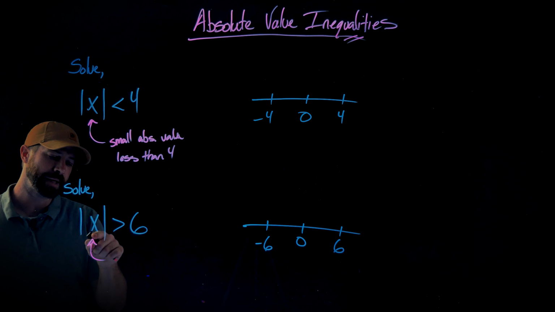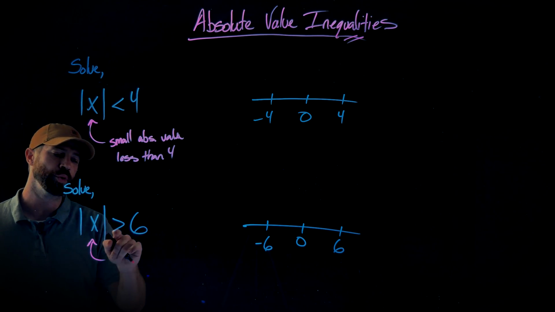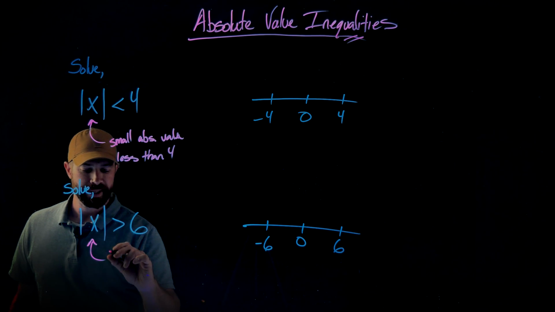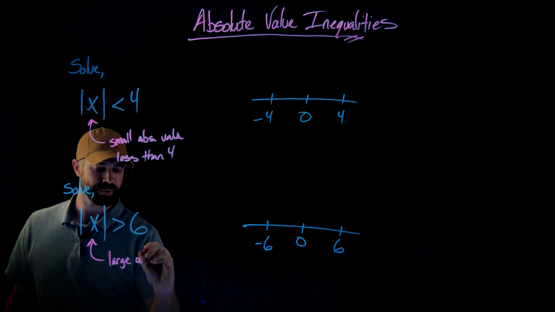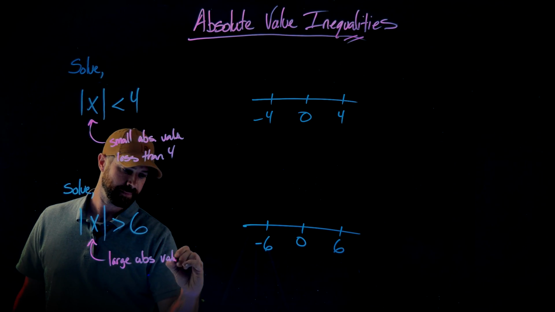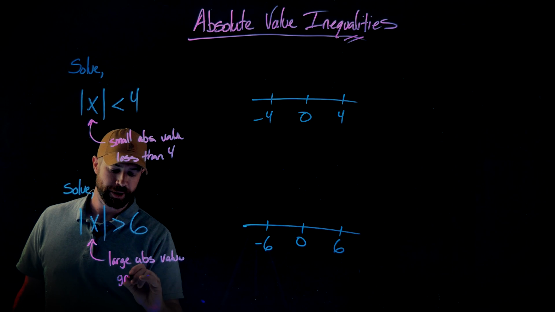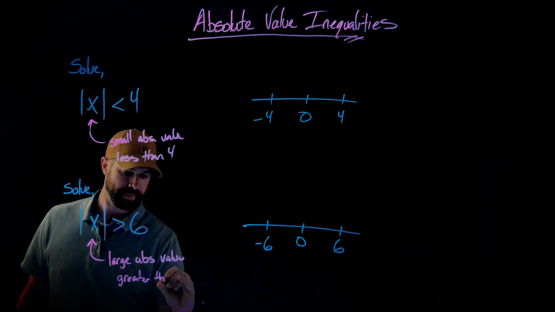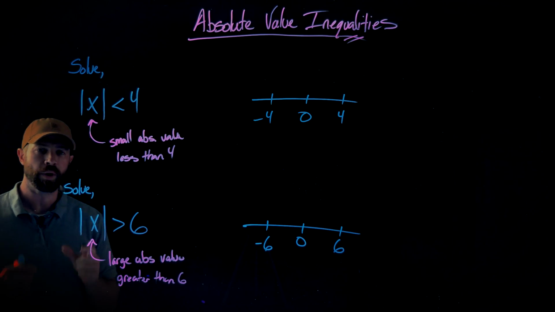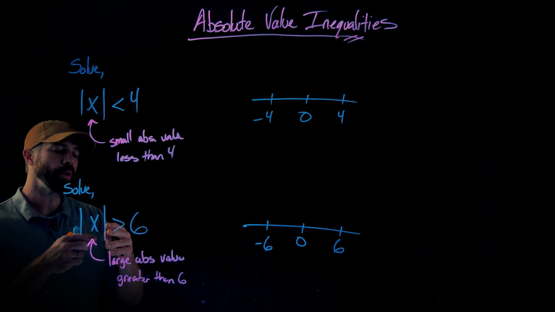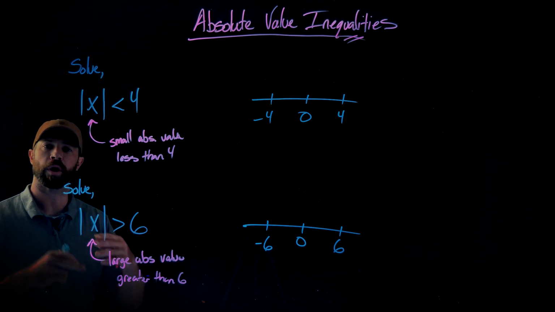In this example right here, we're very similar but opposite. We're looking for the values that we plug in so that the absolute value is greater than 6. So these have what I would call large absolute values of greater than 6. And what I want to highlight right now is how the solution sets to these two inequalities differ pretty significantly.